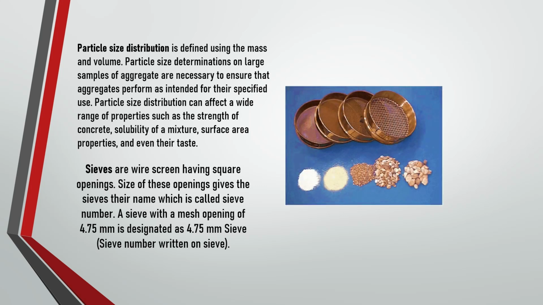A sieve is also a wire screen having square openings. The size of these openings gives the sieves their name, which is called sieve number. A sieve with a mesh opening of 4.75 mm is designated as a 4.75 mm sieve.